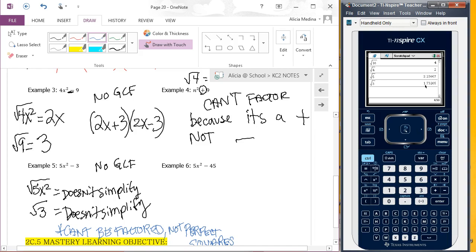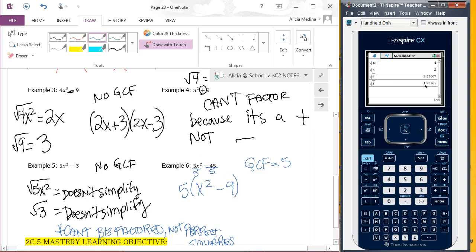All right, let's check this next one. I have example 6, 5x squared minus 45. I see that the coefficient is greater than 1. But can I divide 5 out of both numbers? And yes, I can. So our GCF here is 5. If I divide 5 out of 5x squared, that's going to give me x squared. If I divide 45 by 5, that's going to give me minus 9.